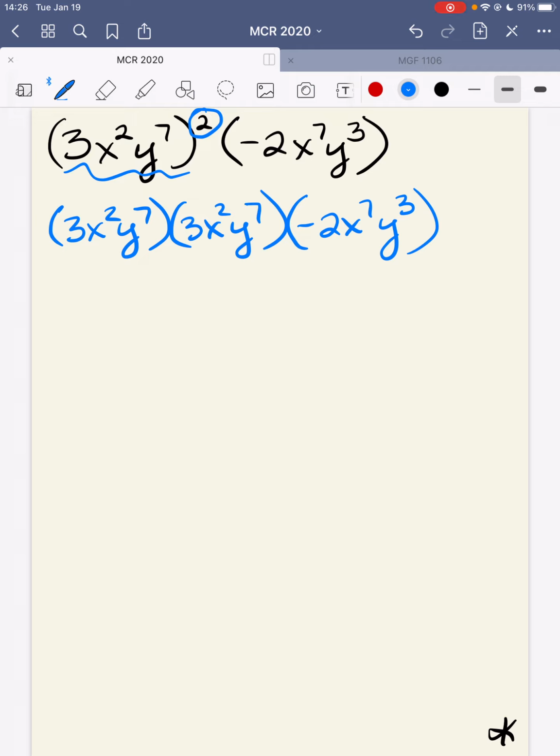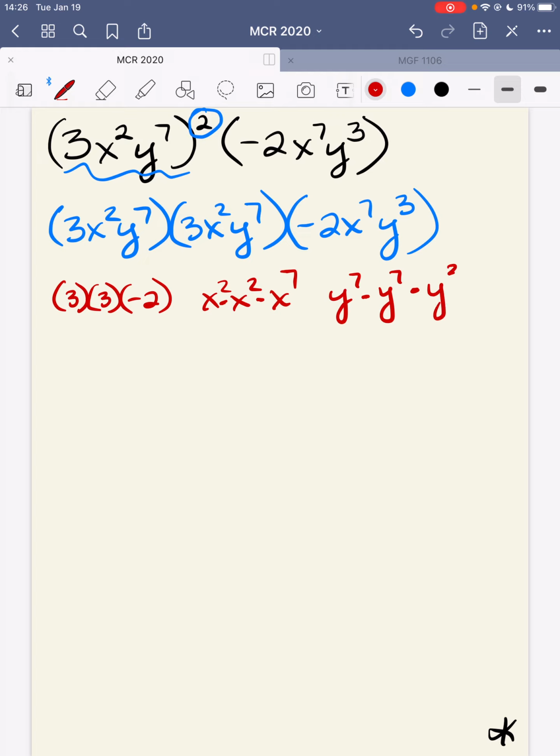I could take it a step further and put my numbers together, and my x squareds. Now remember, not all your exponents are the same, so be careful. And now I can go ahead and do my math. So 3 times 3, they're both positive, gives me a 9. 9 times negative 2 gives me negative 18.